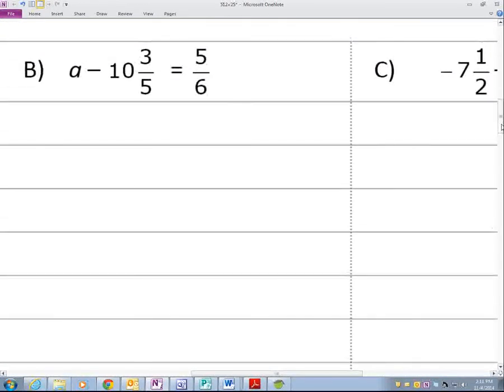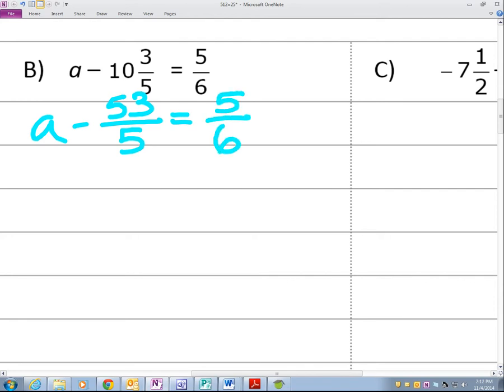Number 2. Now we have a subtraction. We have the variable. What's happening to it? 10 and 3/5 is being subtracted from it. So I need to rewrite this as an improper fraction. Can you see that? Is it clearly visible? So a minus 53 fifths equals 5 sixths. YouTube has a better view than you guys do on this because of the projector.